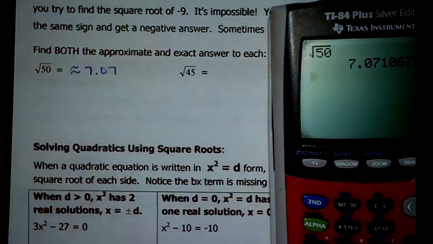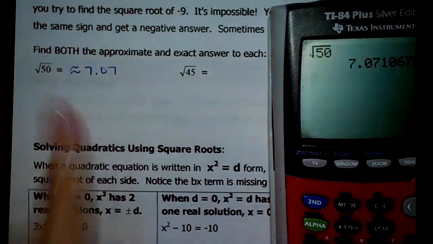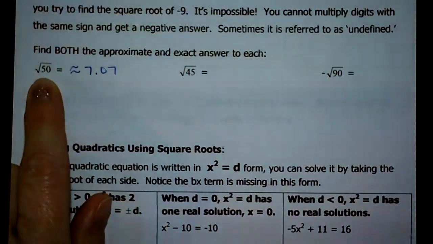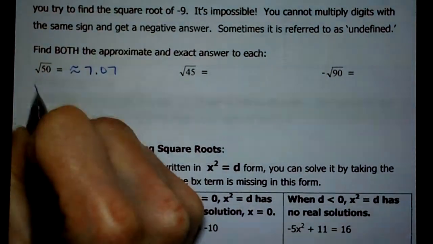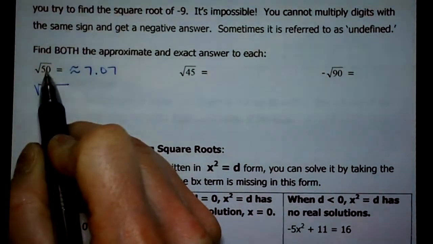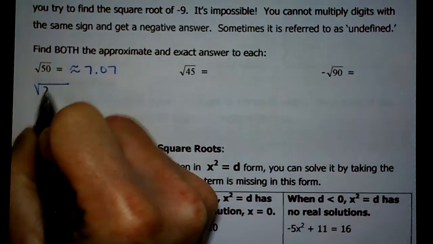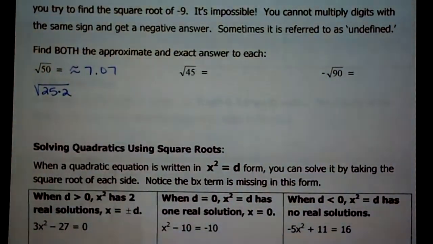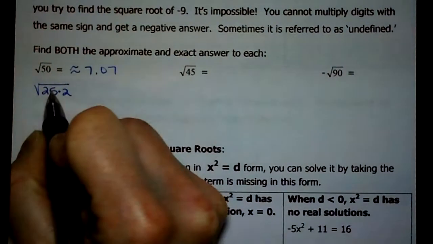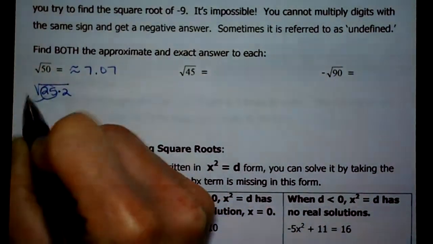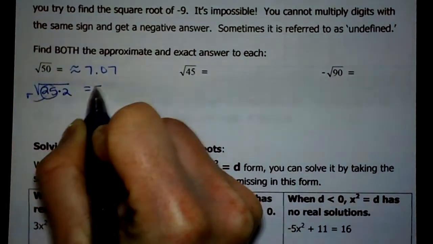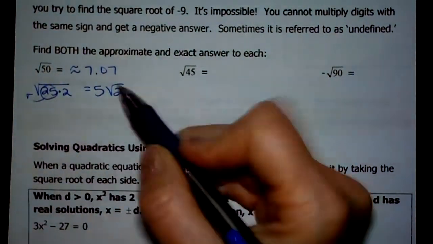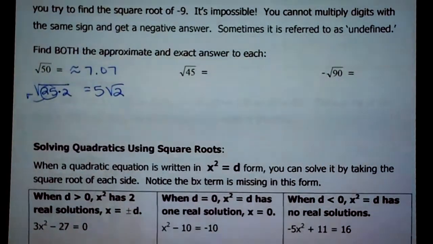If I want an exact one, this is where we break this up, and we figure out what perfect square is located inside there that I could pull out. So this is where we say, okay, well, 50 has a perfect square factor of 25, so I can use 25 times 2. Yes, you're like, oh yeah, these, I know. Alright, the square root of 25 is 5, so that gets to come out. And 2 gets left in there because it's not a perfect square. So this is approximate, this is exact.